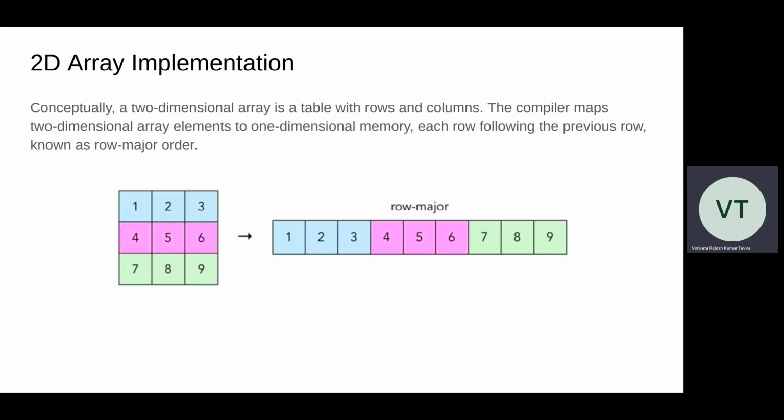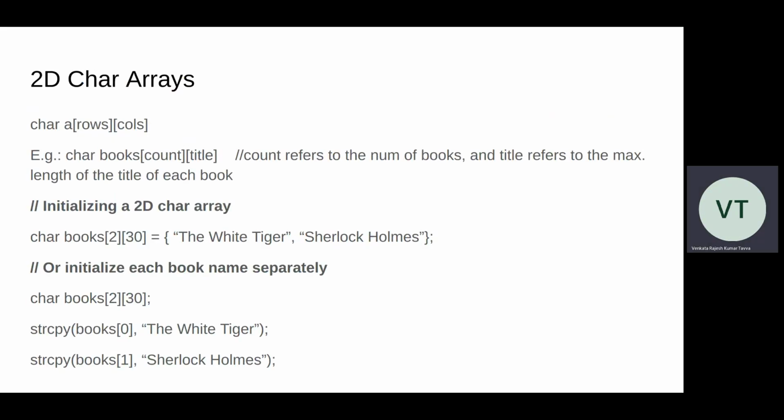Fine. Okay. And then 2D character arrays, very similar. The only difference is, rather than giving element by element, you can put the entire row in string format and give it as an element in the declaration, initialization. Suppose there is an array of books: number of books, and the maximum length of the title of a book. So what this is saying here, there are 2 books, each book title length can be max 30 characters. And then I am mentioning 2 books, White Tiger and Sherlock Holmes.